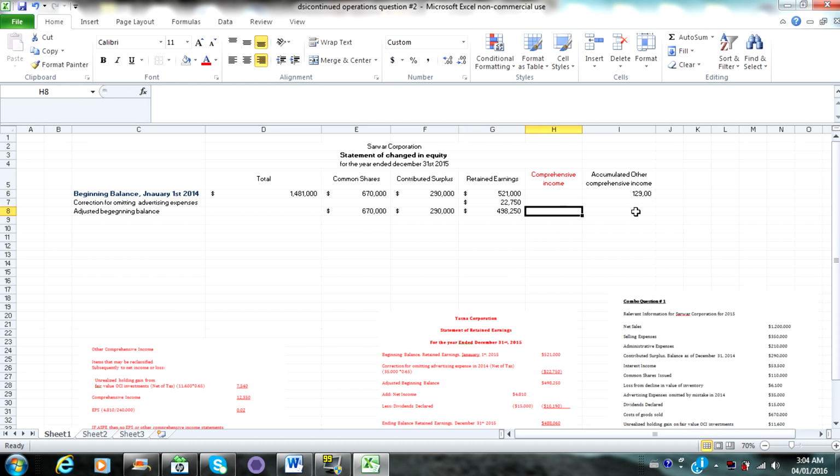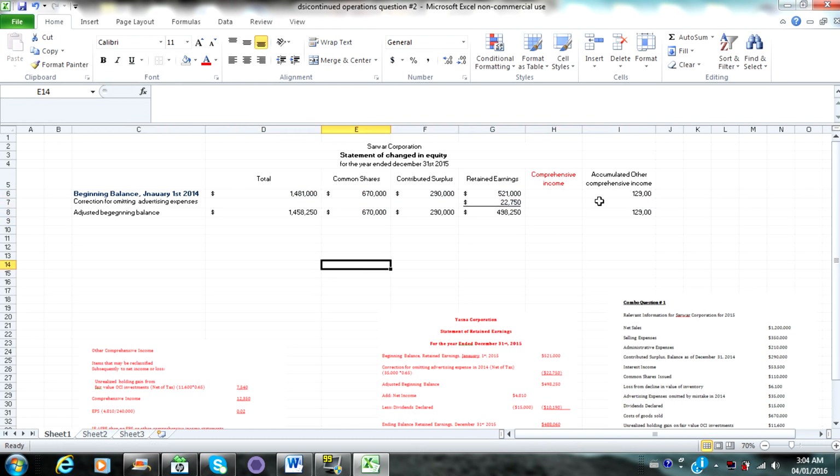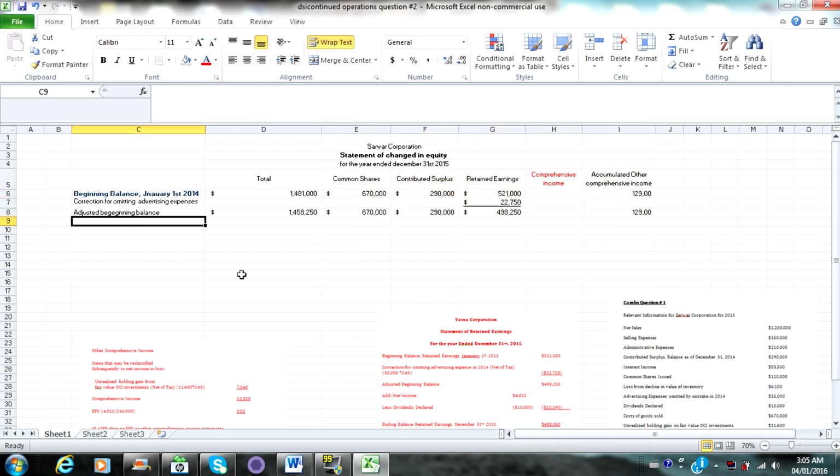Comprehensive income, nothing's going on there still because it's not an account. And nothing had changed for accumulated other comprehensive income, so it is the same. Again, adjust our totals column to add it all up along the row here. Let me add in a little underline here so we can clearly see that this was a calculation. After we do that, basically what we're going to put in these columns are things that adjusted and affected these accounts.